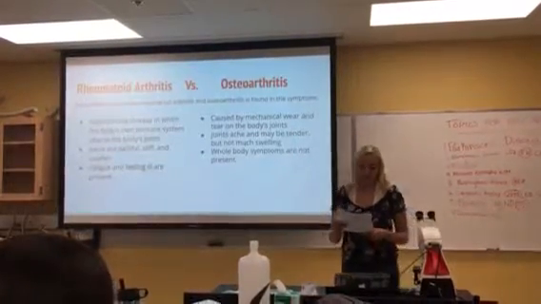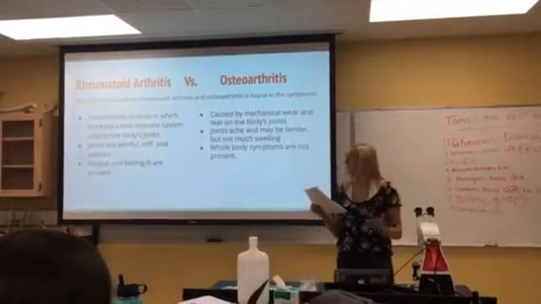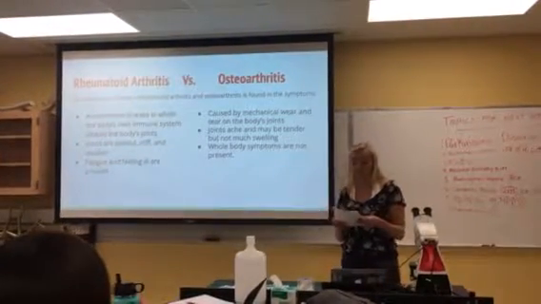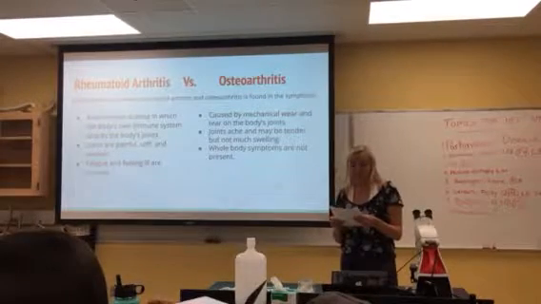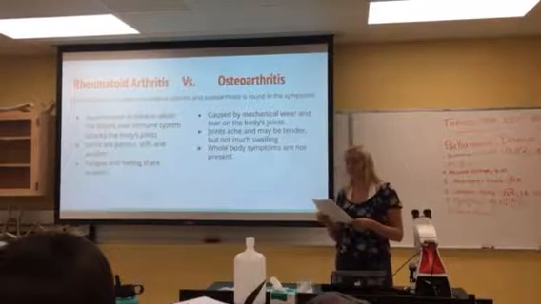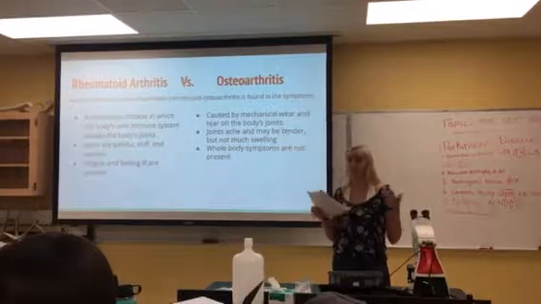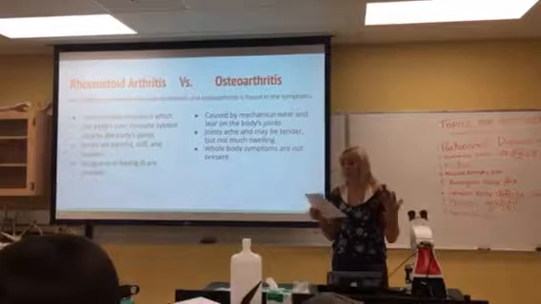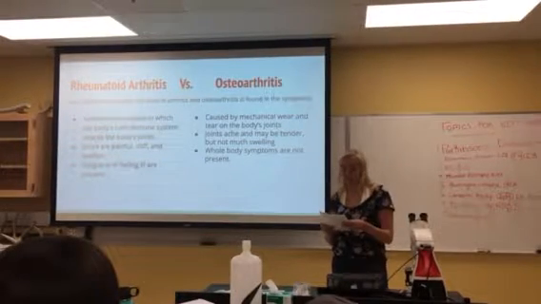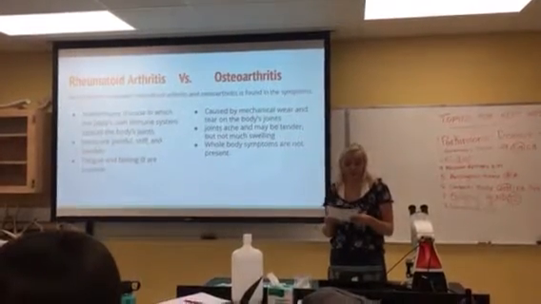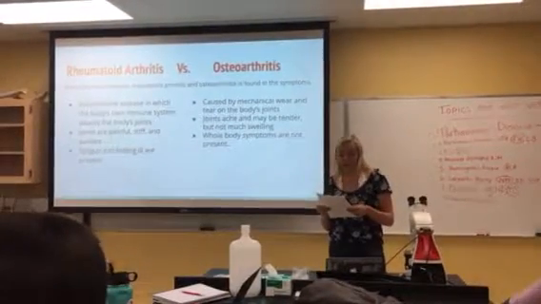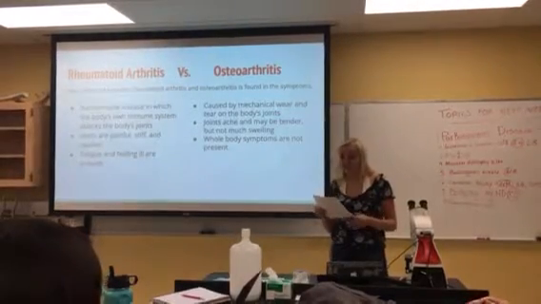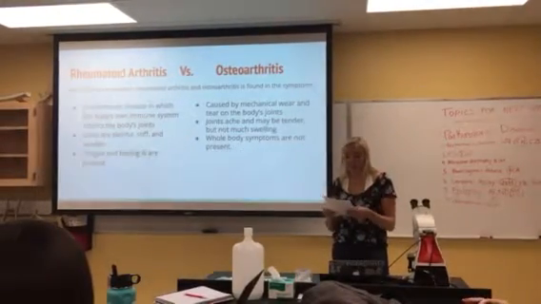Okay, so like I said in the video, there's obviously a big difference between rheumatoid arthritis and osteoarthritis, and it's important to understand those differences so that we don't get them confused. So rheumatoid arthritis is an autoimmune disease in which the body's own immune system attacks the body's joints, whereas osteoarthritis is caused by mechanical wear and tear on the body's joints. So overusage, or a lot of times when you get older and you've been using your joints for quite some time. In rheumatoid arthritis, the joints are painful, stiff, and swollen, whereas in osteoarthritis, they may be tender, but there's not as much swelling, so that's a big difference there.